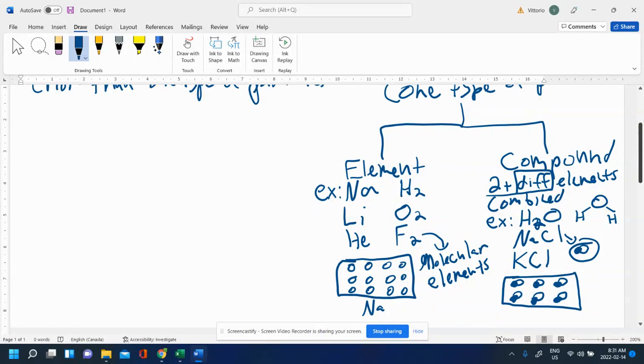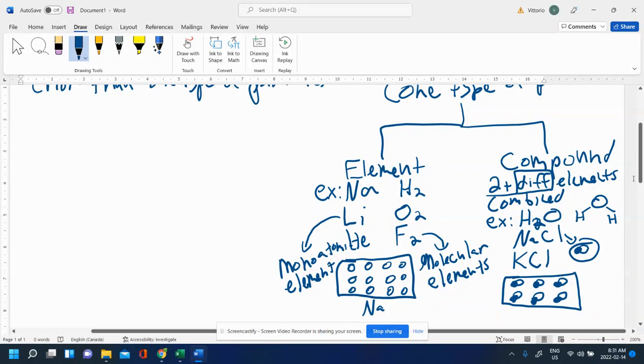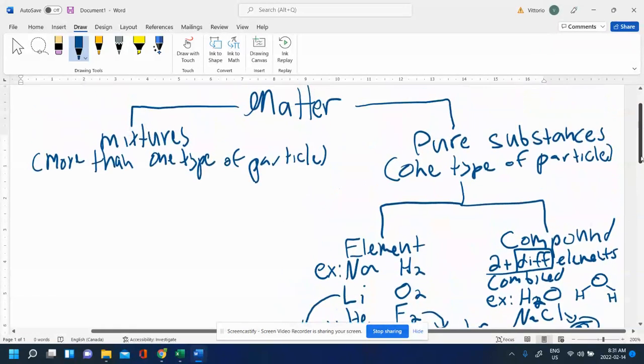And then we don't use this very often, but if you just have the atom by itself, we call that a monoatomic element. That means one atom. Mono means one. Okay, but regardless, elements are still pure substances. Compounds are also pure substances.